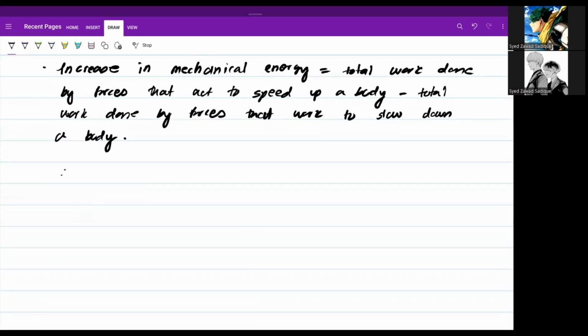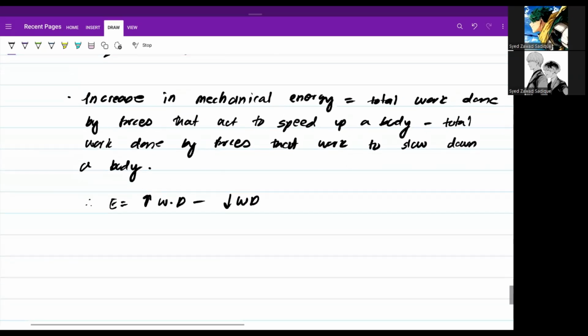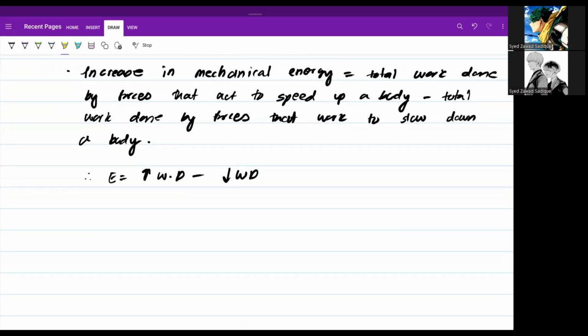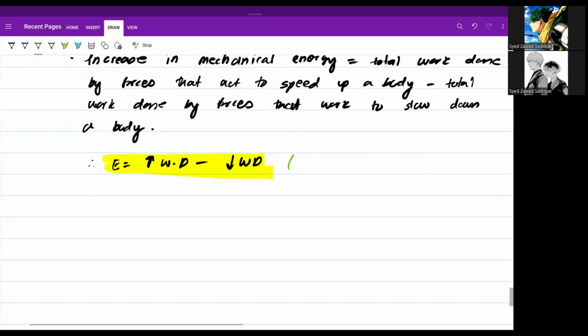Okay, therefore E is equal to work done minus, okay, what do the arrows represent? The top arrow represents speeding up, the bottom arrow represents slowing down. Okay, I'll still write it down for you guys. Right, that is, the arrows represent speed. Right.